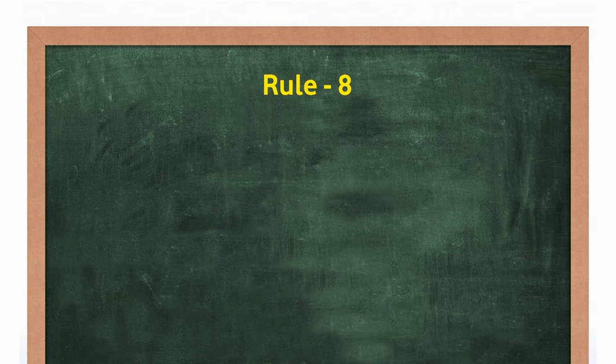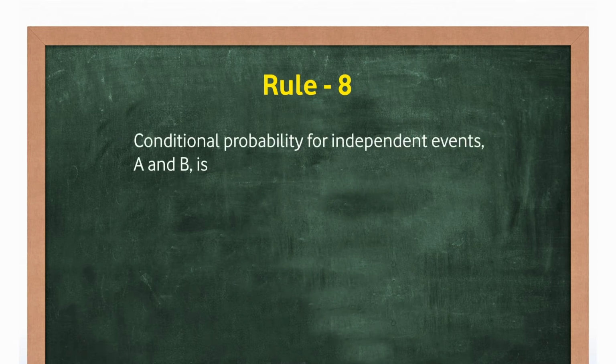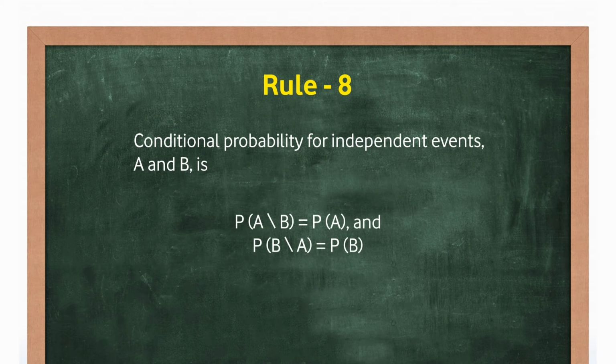So probability rules, if you are talking about probability rule 8, conditional probability for independent events A and B is probability of A given B equals probability of A, and probability of B given A equals probability of B.